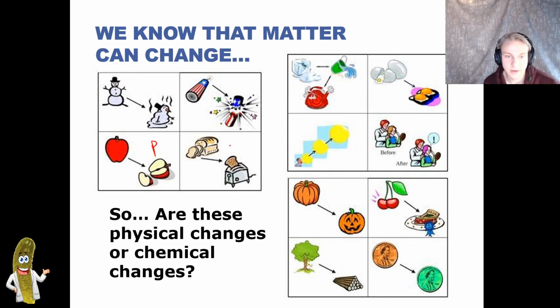Abby, your name also starts with A. Let's look at the toast here. We have bread becoming toast. Would that be a physical or chemical change?